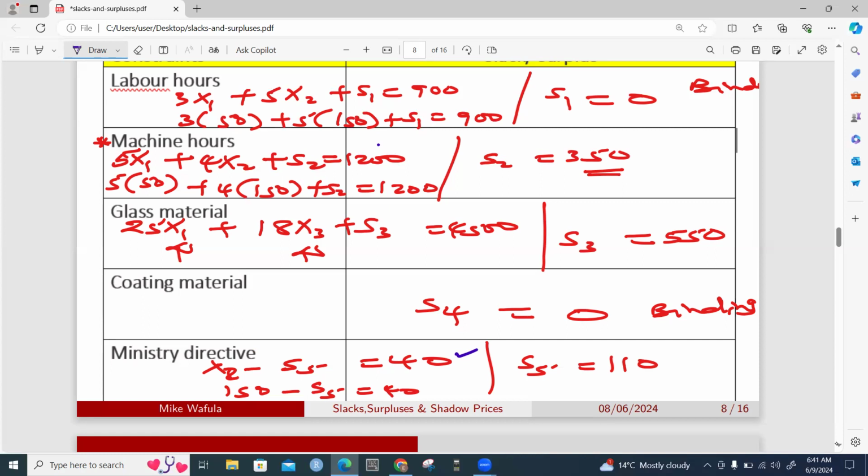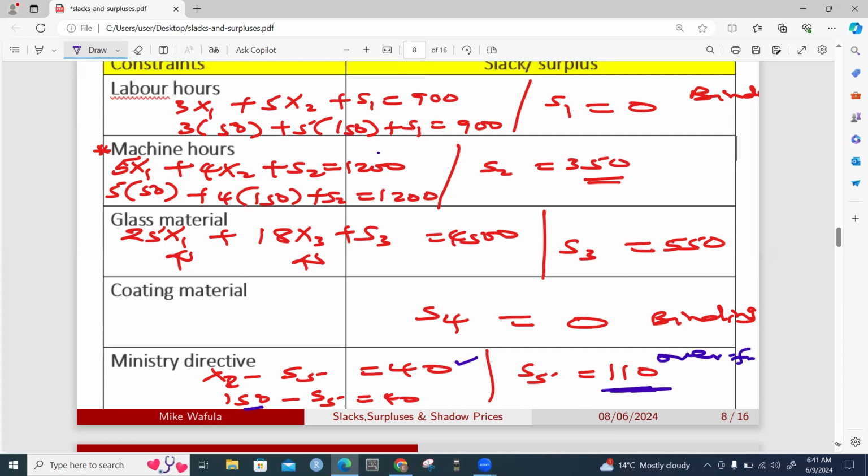So it meets the requirement and actually surpasses it by 110. This is an overfulfillment. It surpasses the target by this 110. So this is a surplus, while all the rest are slacks.